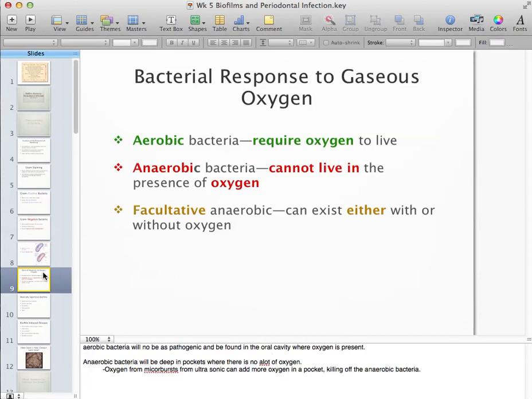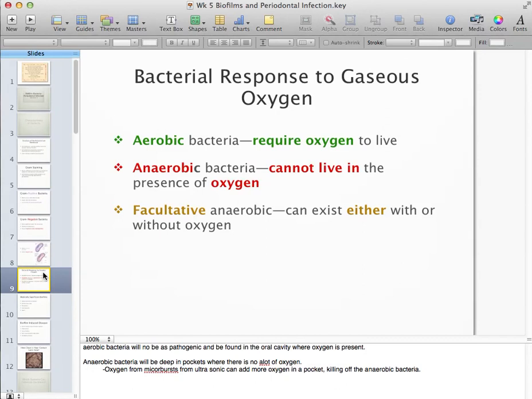Alright, now the bacteria and the way it responds to oxygen. So you have aerobic bacteria. Aerobic bacteria requires oxygen to live. It needs to be in an area of the mouth where there's oxygen present, such as just on the teeth or on the tongue in the oral cavity.